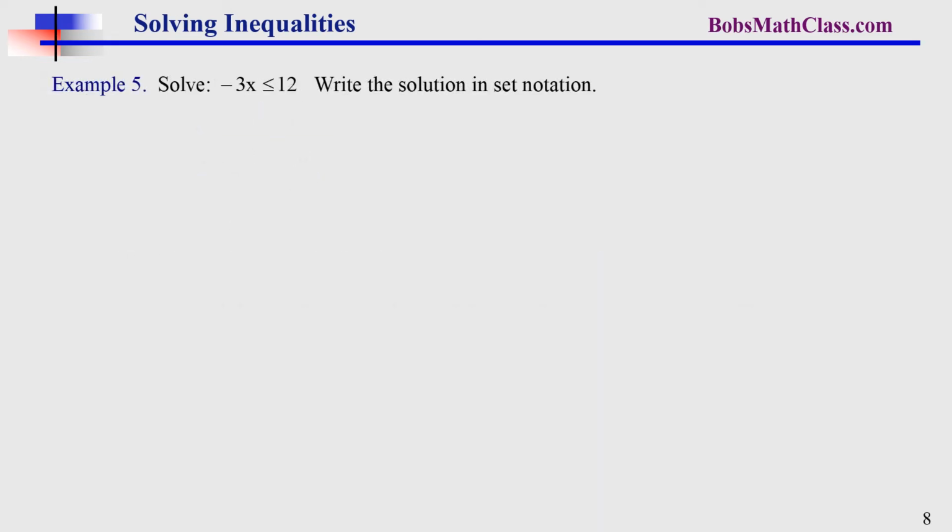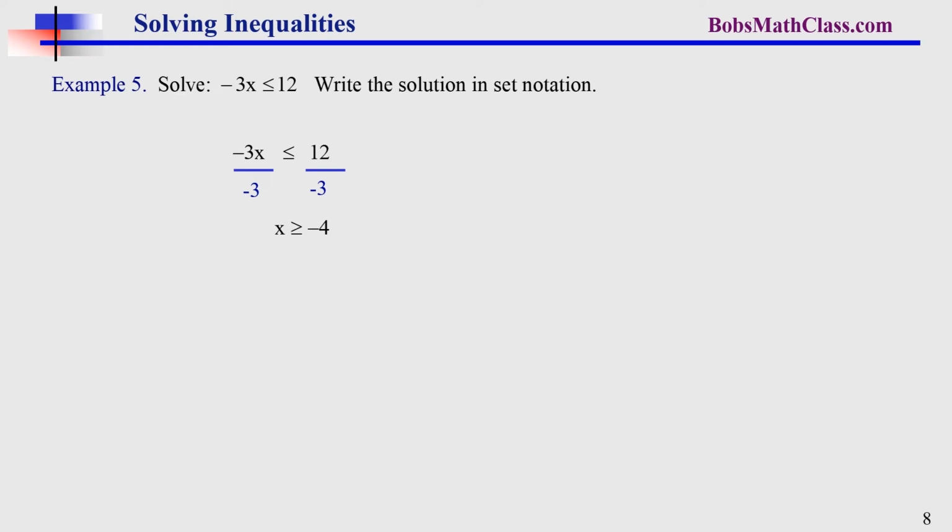Okay, let's do another one. Again, the directions say to write it in set notation. So what are we going to do first? We're going to divide by negative 3. Oh, this time we're dividing by a negative. So what do we do when we divide by a negative? Right, we have to reverse the inequality symbol.